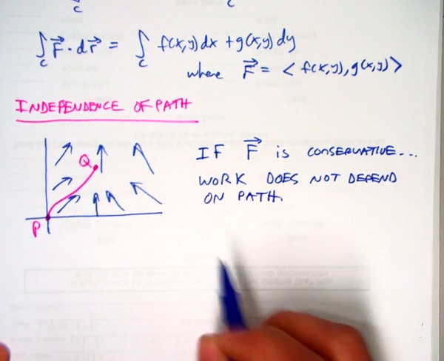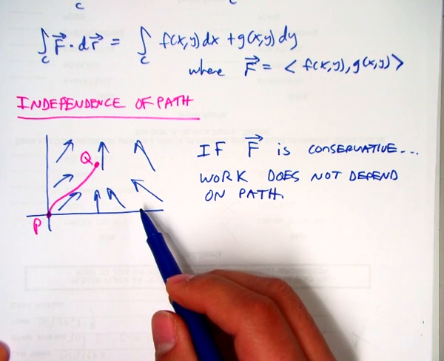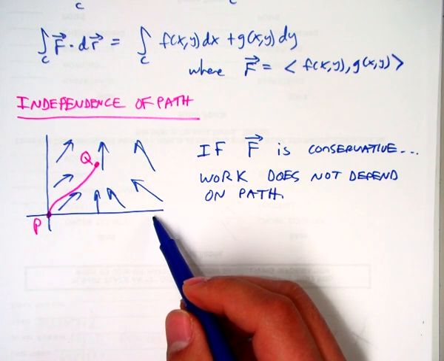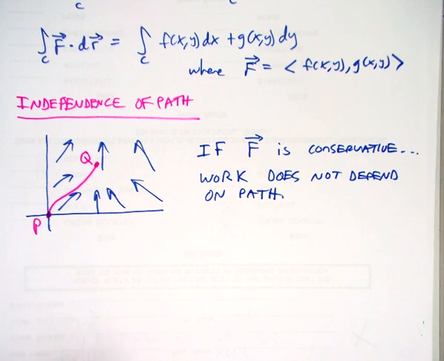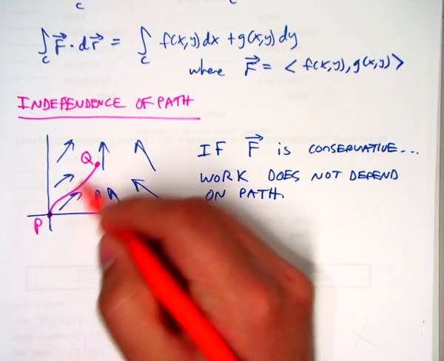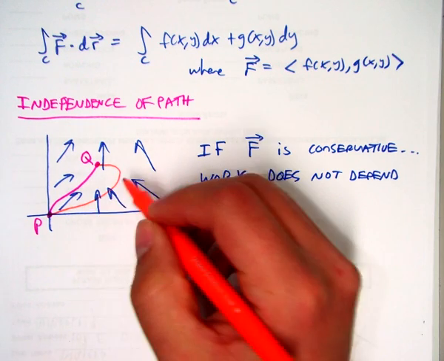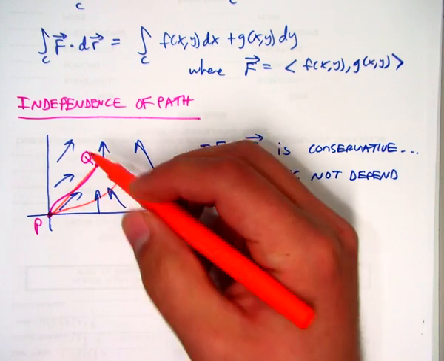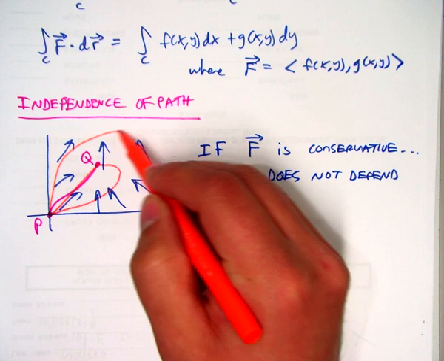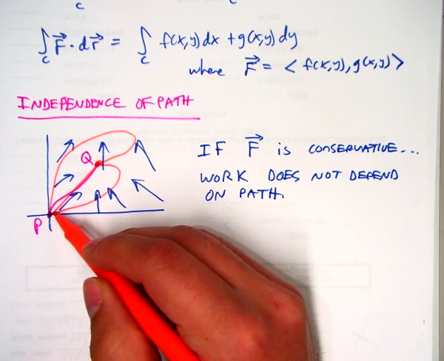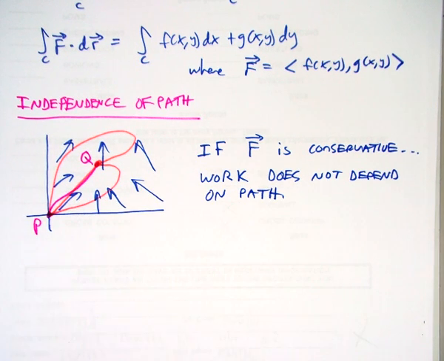So suppose that this blue vector field here was a conservative one. Then really I could take any path that I wanted to get from P to Q. I could go this way, I could go straight from P to Q, I could do one of these. It really doesn't matter. As long as we're going from P to Q, the work done by the vector field in moving that particle is going to be independent of path. So it won't matter how we get from one point to the other. And that's only for conservative vector fields.